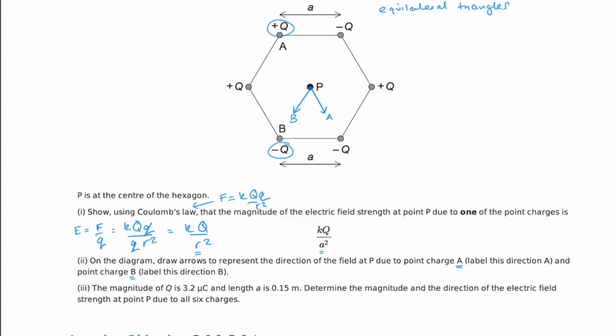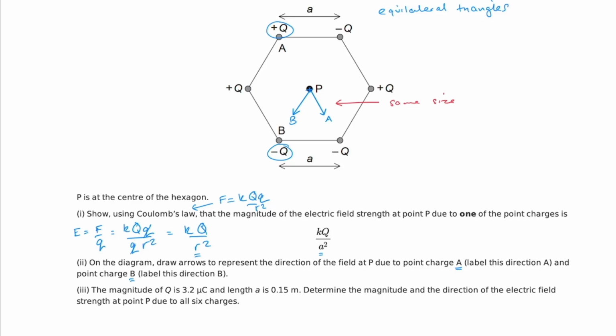One thing to note is that I've made them both the same size, and the reason I made them both the same size is because they'll be experiencing the same magnitude of force per unit charge based on the fact that everything is the same distance apart. So these 2 arrows have to be the same size.